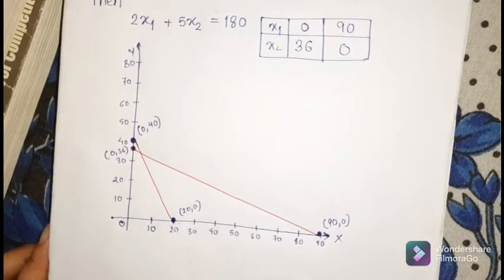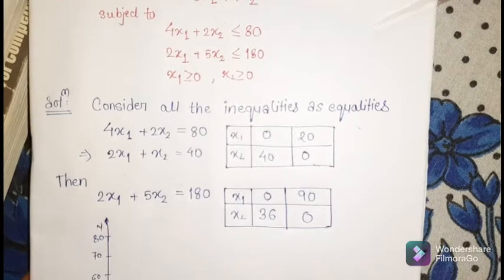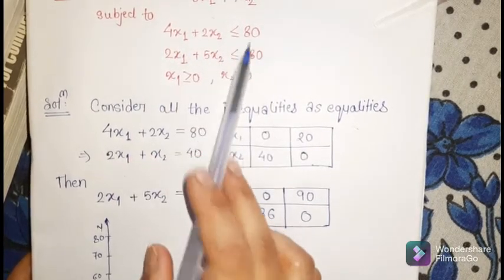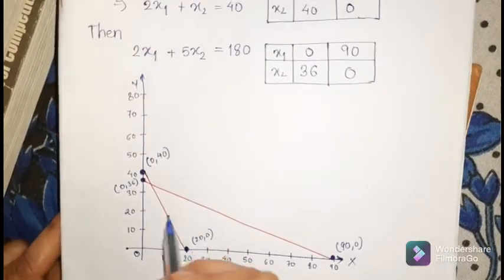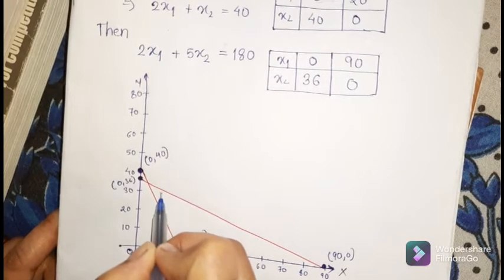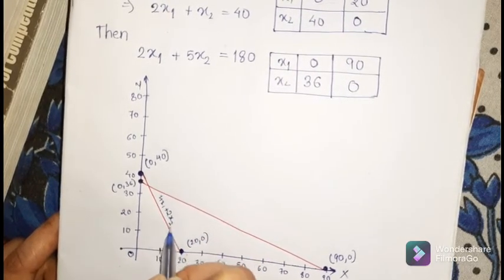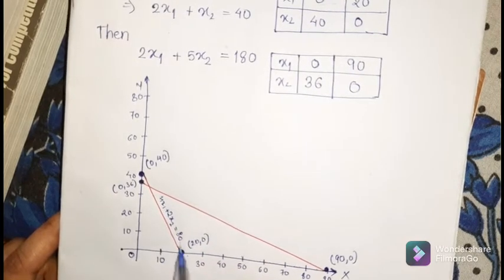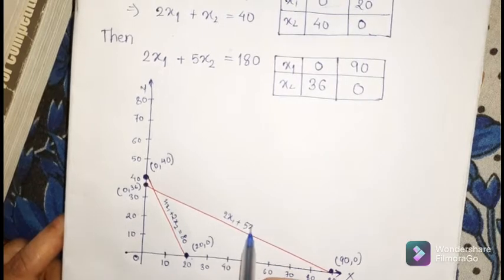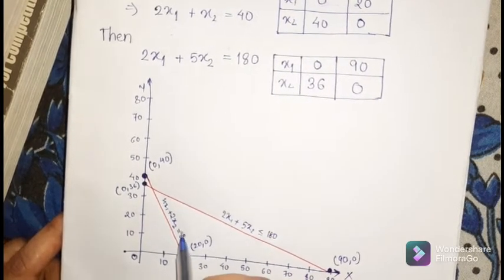Now we find out the feasible region. How do we find out the feasible region? Here you see, for x1 the first constraint is less than or equal to, this is the graph for 4x1 plus 2x2 equals 80, and this is for 2x1 plus 5x2 less than or equal to 180.